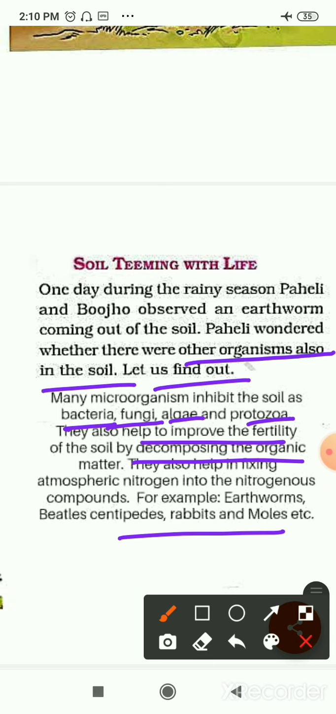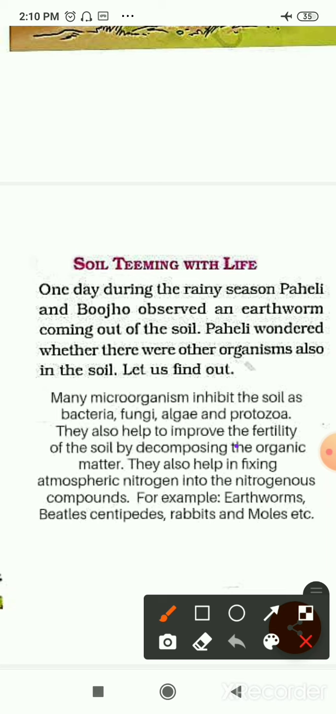How do they increase the fertility of the soil? They increase the fertility of the soil by decomposing the organic matter. They decompose the organic matter and mix it into the soil, right? And next is the fixing of atmospheric nitrogen into nitrogenous compounds, right? This is also the function of the microorganisms. And some worms and insects also help in improving the fertility of the soil.